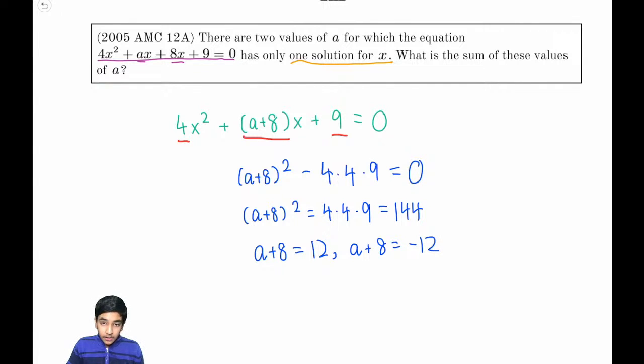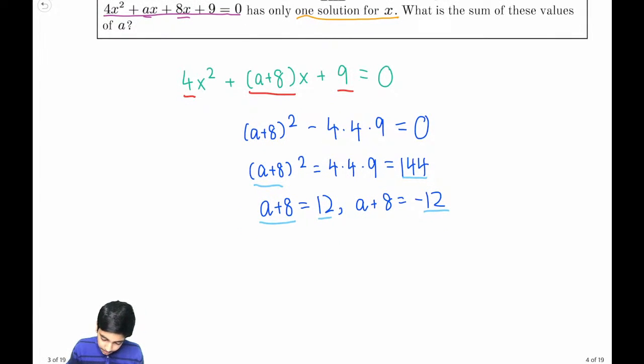Right? Because when we square both of these expressions, if we square a+8 to get (a+8)², we can square 12 to get 144. We can also square negative 12 to get 144. So these are two possibilities, because if we square both sides of both of these equations, we get that (a+8)² is equal to 144.